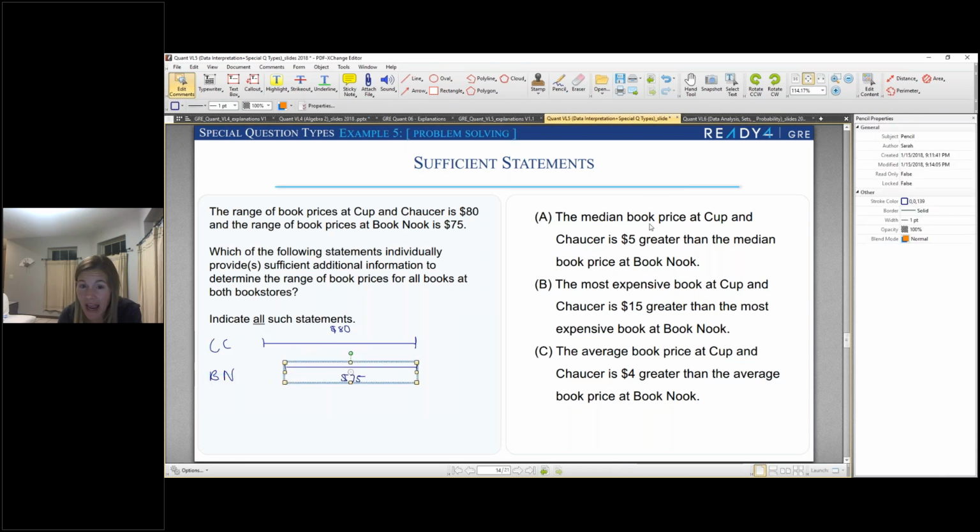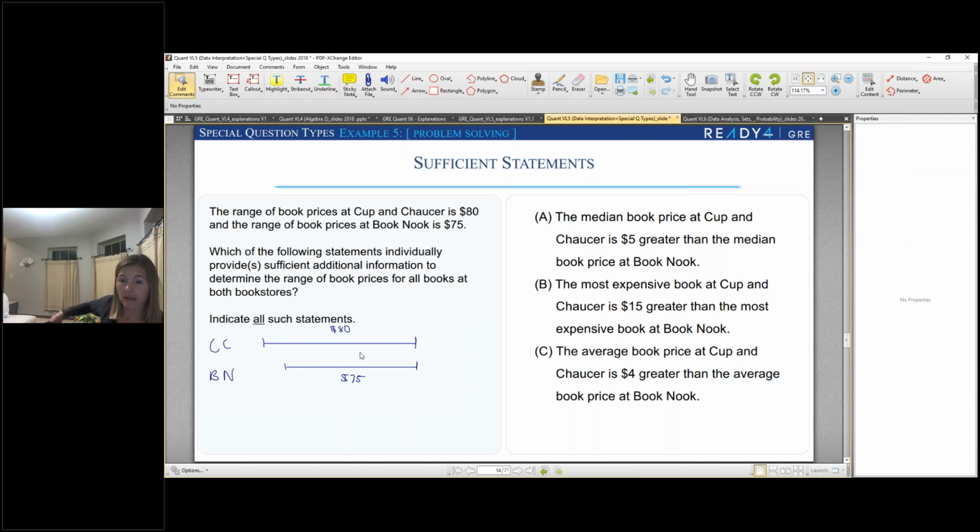So with statement A, they give us more information though. The median book price at Cup and Chaucer is $5 greater than the median book price at Book Nook. Oh, I'm sorry. So something else we could say is, what would be sufficient to answer this? So in order to know what the full range of books is, what pieces of information do we need?